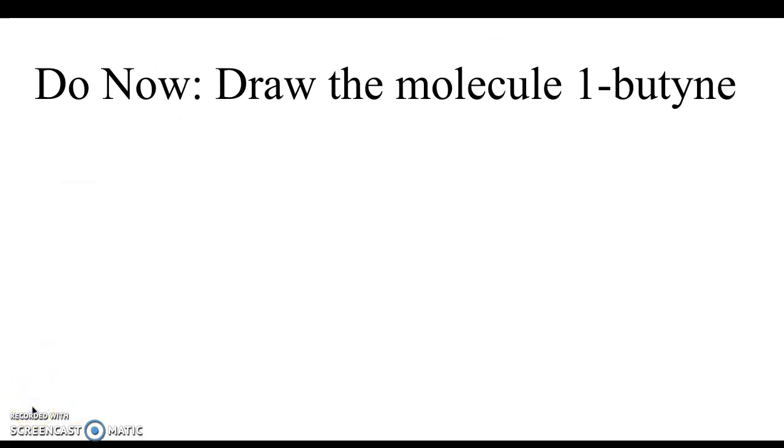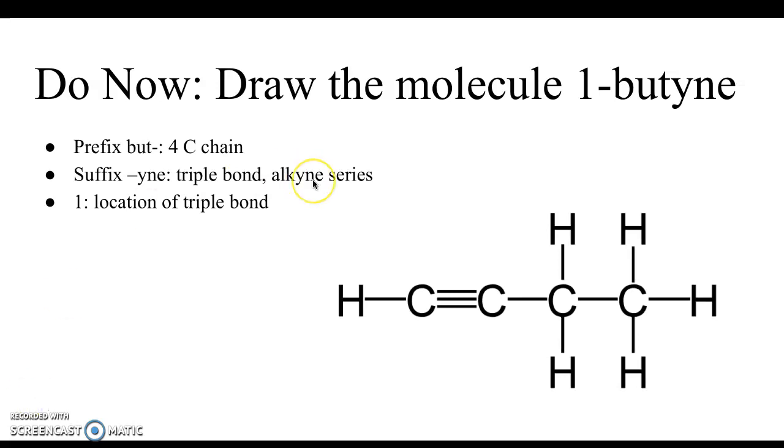First, I would like you to try to draw the molecule 1-butene. Break down the name, figure out how many carbons it has, what the ending means, and what the number 1 is indicating. So you really need to look at these names as kind of an address. Each part tells you something about the molecule.